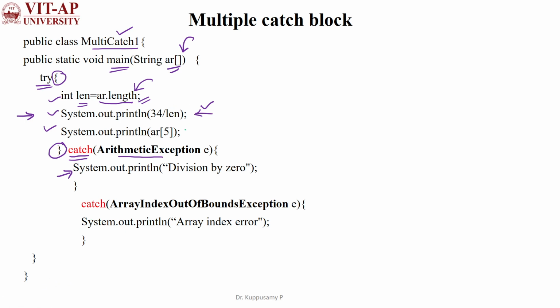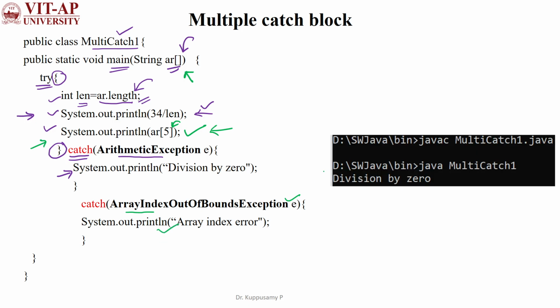Then the next line is having system.out.println AR of 5. We didn't pass any values here, but we are trying to access the fifth index of the AR. Okay, if that statement is executing, then immediately this catch block will come into execution. Then it will handle the error or exception raised by this statement, which notifies the user. You see here, the first statement itself is raising the error, okay, 34 divided by 0, because we didn't pass any input values from the command line arguments.